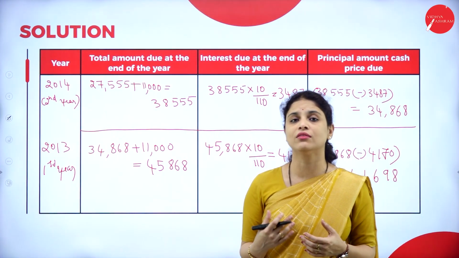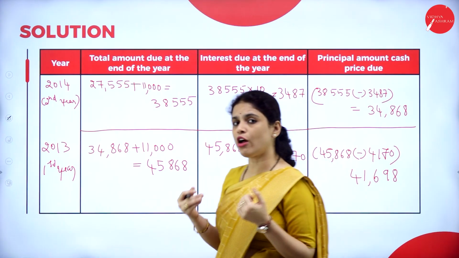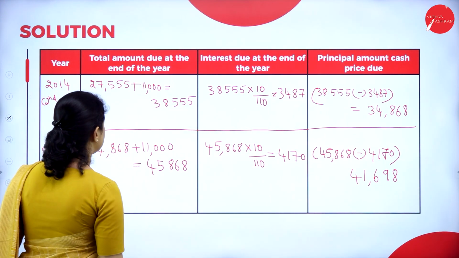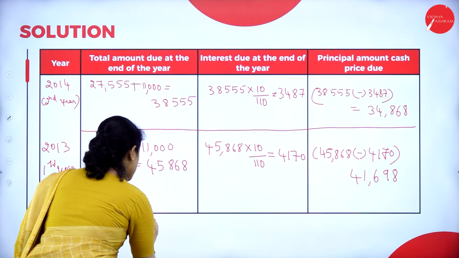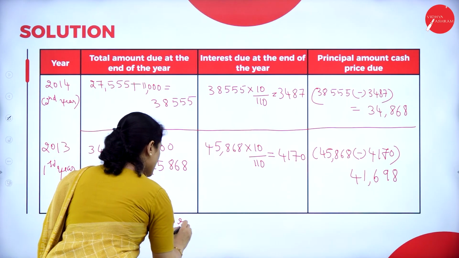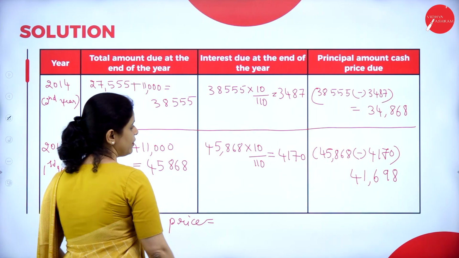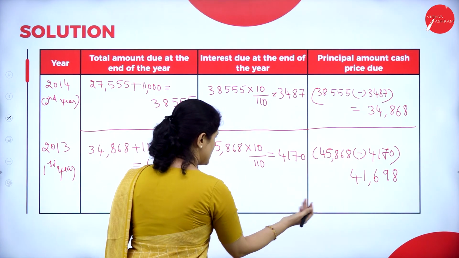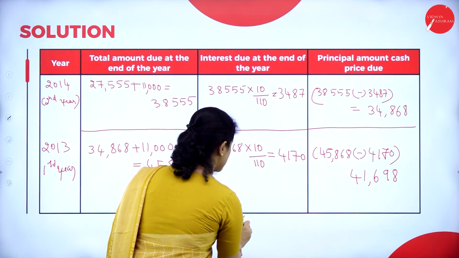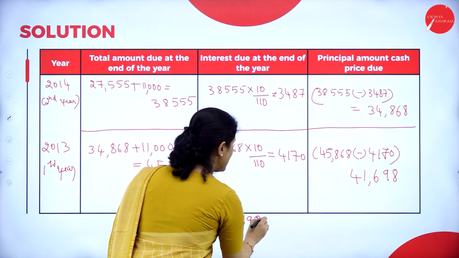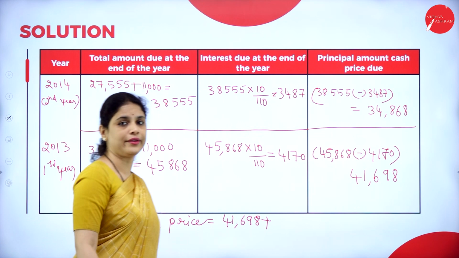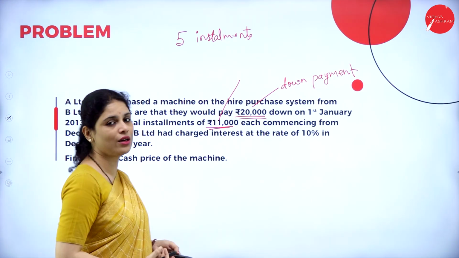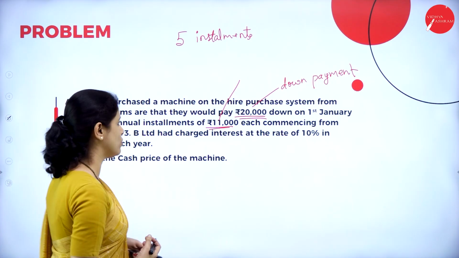So what did they say? They told us to calculate the interest and the cash price. We already calculated the interest. Now how do we calculate the cash price? Cash price equals whatever we got in the last step, 41,698, plus the down payment. Let us see how much the down payment is. Here the down payment is 20,000. So we have to add this 20,000.